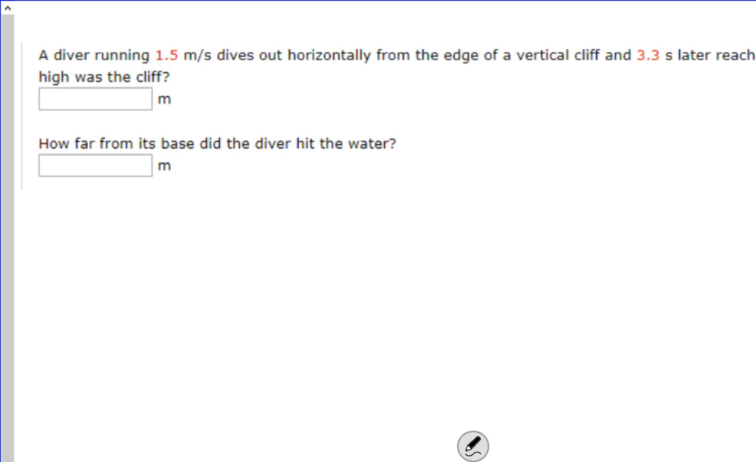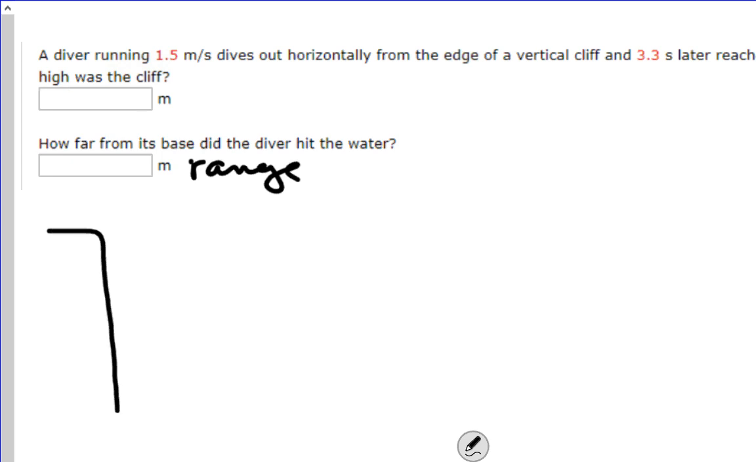All right, so a diver running 1.5 meters per second, horizontal dive. They give you the time for the water. You want to know how high the cliff was, and then you want to know how far from the base did he hit the water. Okay, so this is actually asking for what we like to call the range. And this, of course, is the height of the cliff right here.